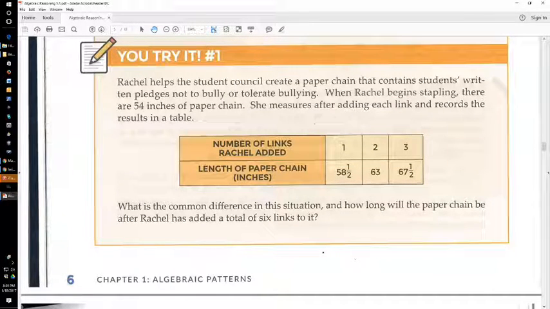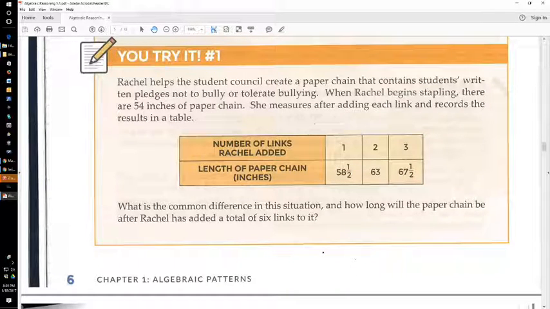But for this one, it says Rachel helps the student council create a paper chain that contains students' written pledges not to bully or tolerate bullying. Okay? When Rachel begins stapling, there are 54 inches of paper chain. She measures after adding each link and records the data. What is the common difference in this situation, and how long will the paper chain be after Rachel has added a total of 6 links to it?